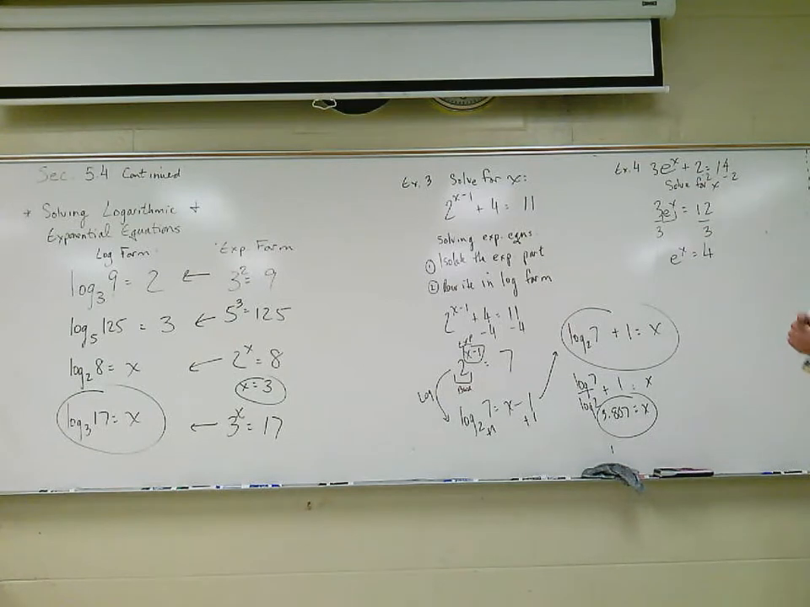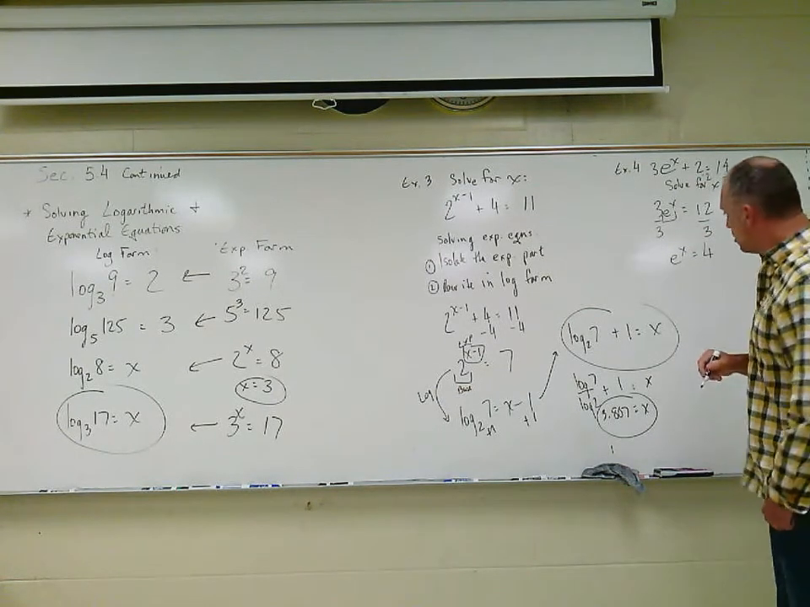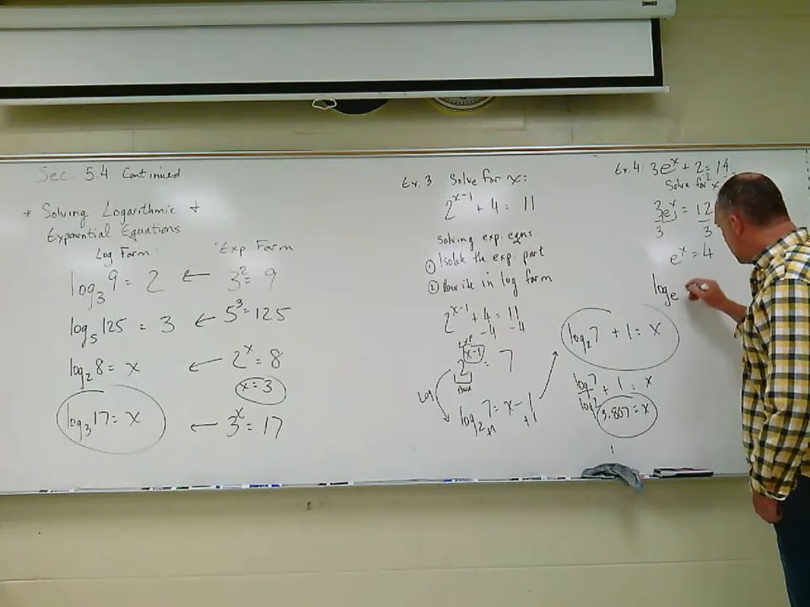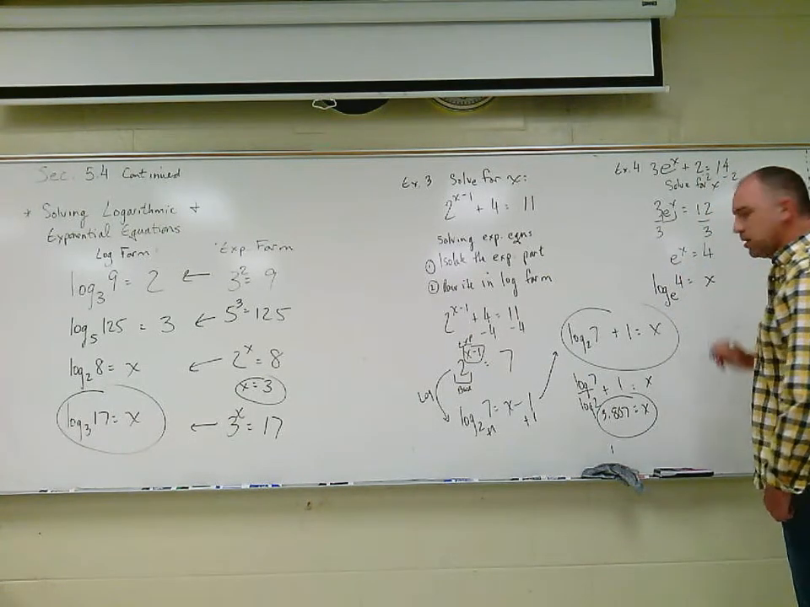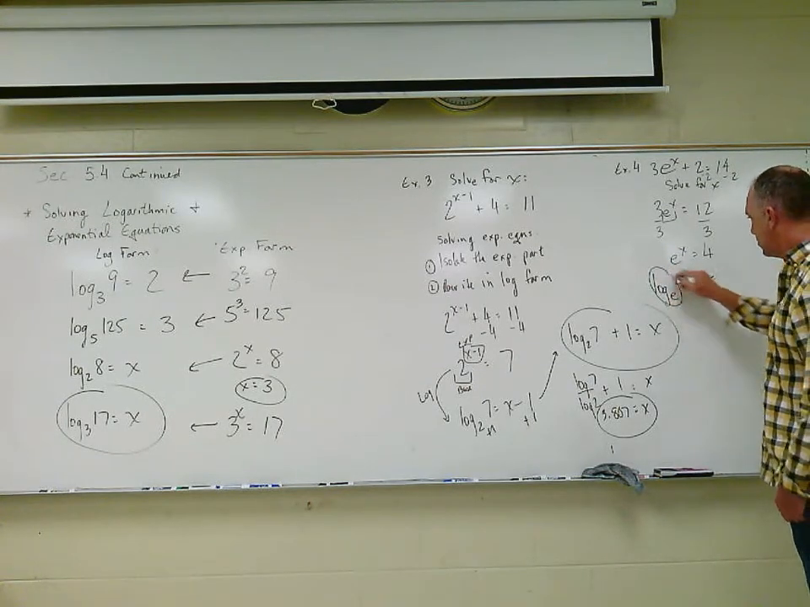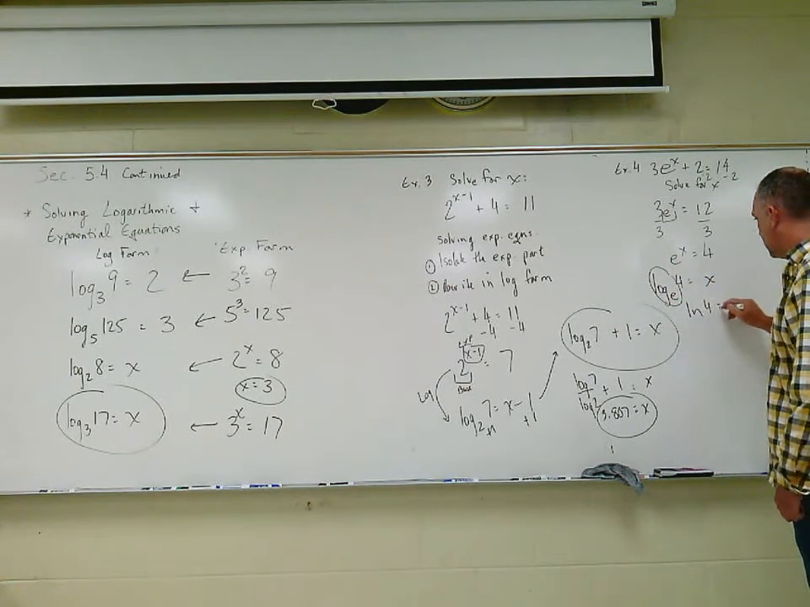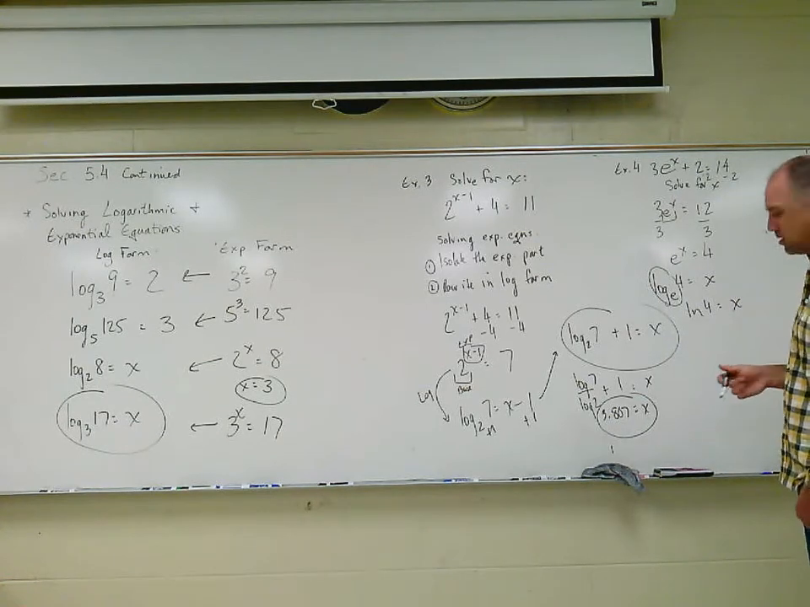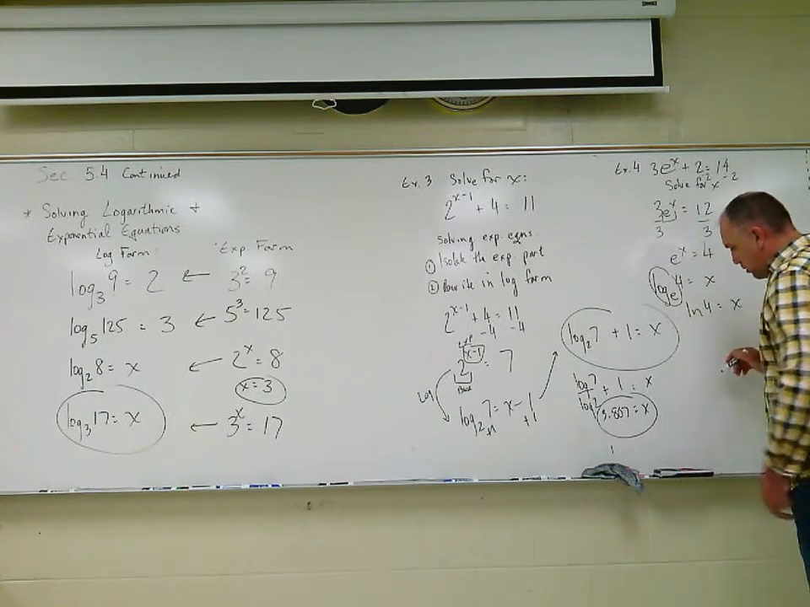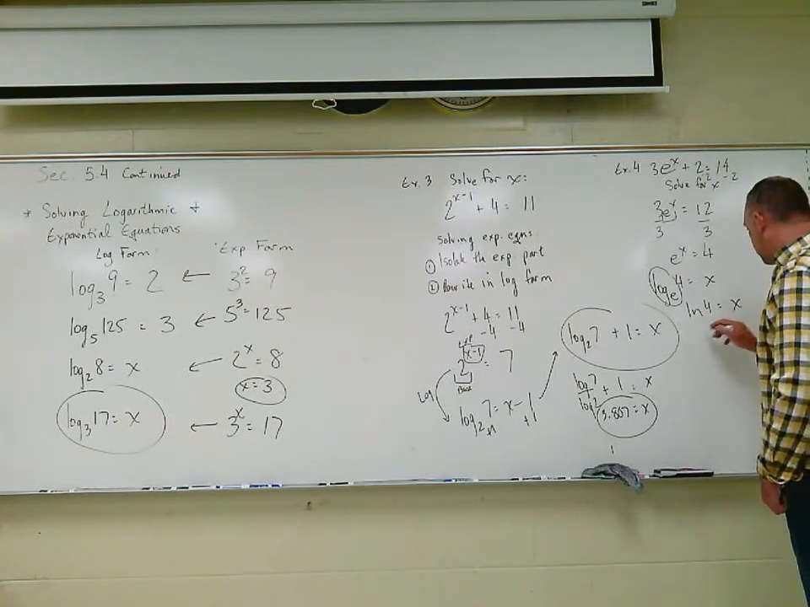Remember now when we go to write this as a logarithm, it's log base e of 4 is equal to x. Well, we know that log base e means ln. You could just simply type in ln of 4 in your calculator, and we get 1.386.